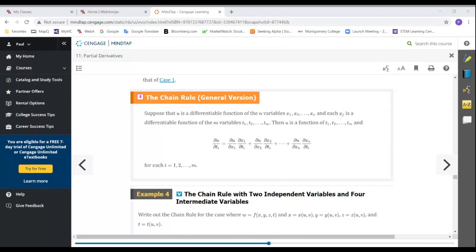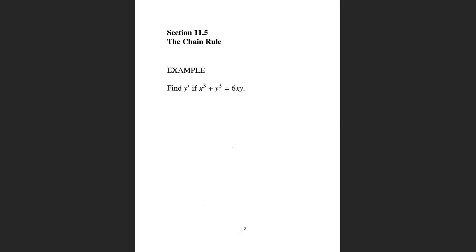So I want to look at another example. Okay, another example. Take a moment to copy this example down, and we'll talk about it.